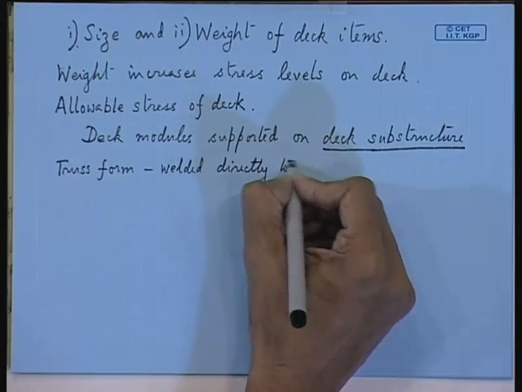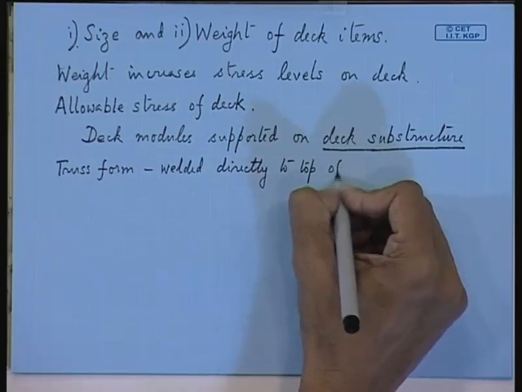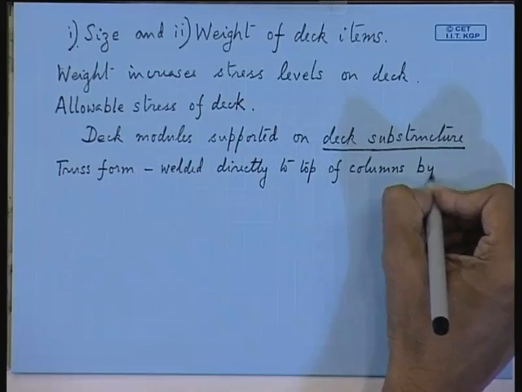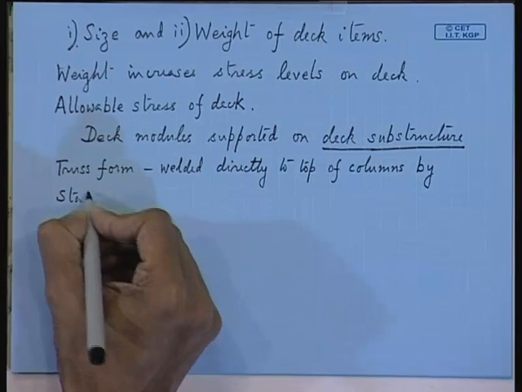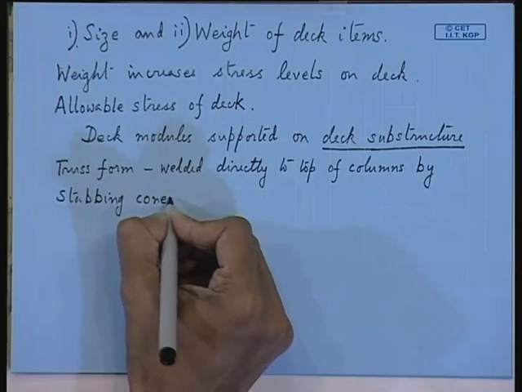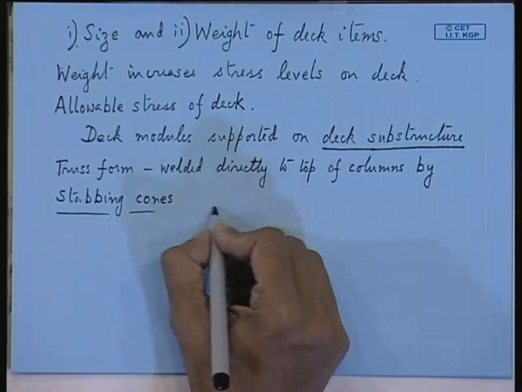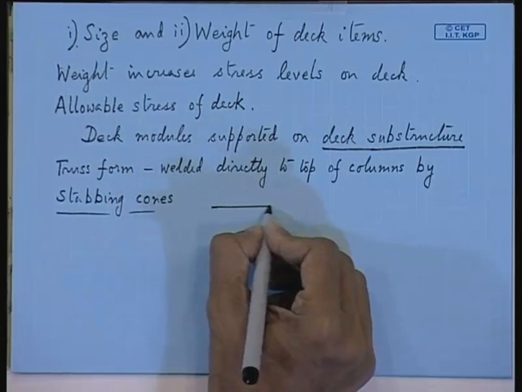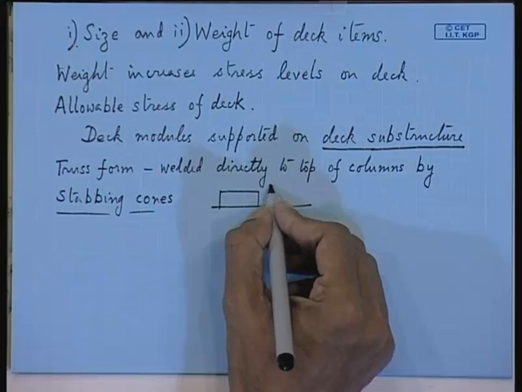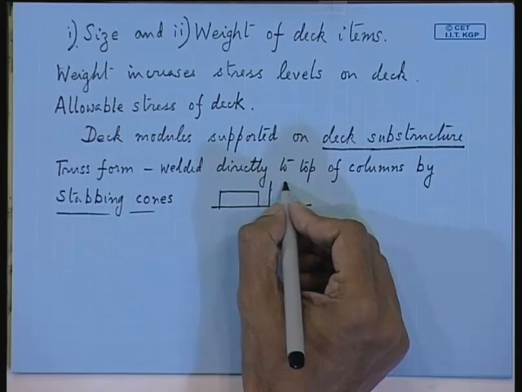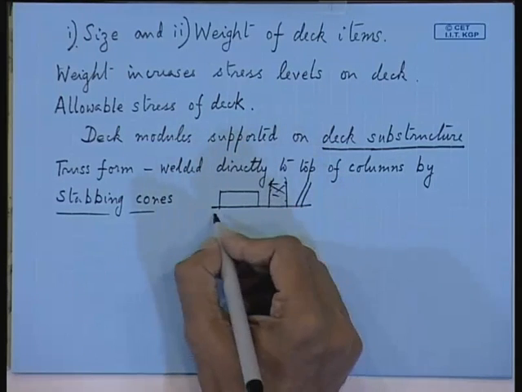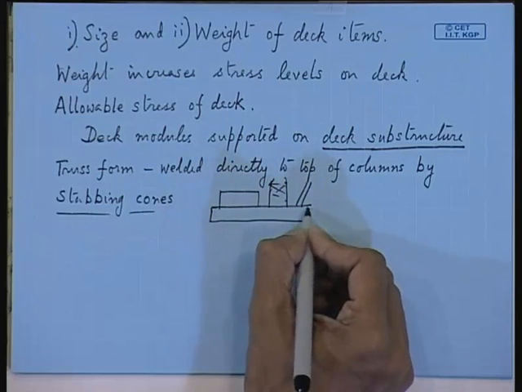top of columns, by stabbing cones. This is not shown in the figure, you know. So, actually you have to position the deck. Deck normally comes as a separate module. So, I told you, you have to make the truss and the deck separately, and the deck is then assembled in the shipyard. The different modules are brought together, say flare stack, drilling, etcetera, and then this comes as a separate deck. This is called a deck substructure.